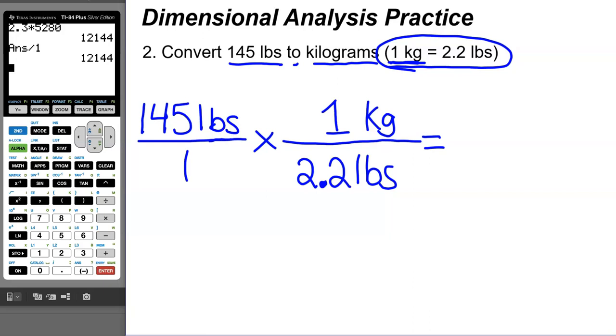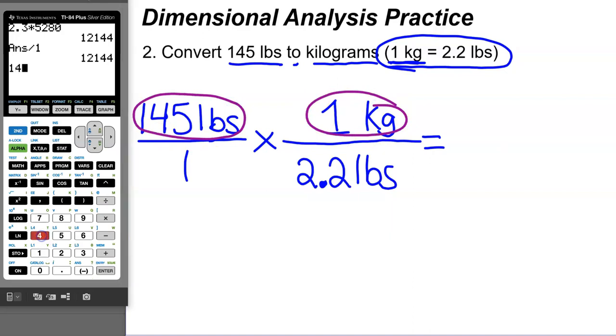So when I type this into my calculator, I'm going to multiply 145 times 1, which I don't really need to put in my calculator. 145 times 1 is still going to be 145. And then we'll divide by everything in the denominator. So we're going to divide by this 2.2 pounds down here. So divided by, whoops, clear, divided by 2.2 pounds. Hit enter. And I got a big long decimal there, so I'm going to write out some of those values. Let's see.